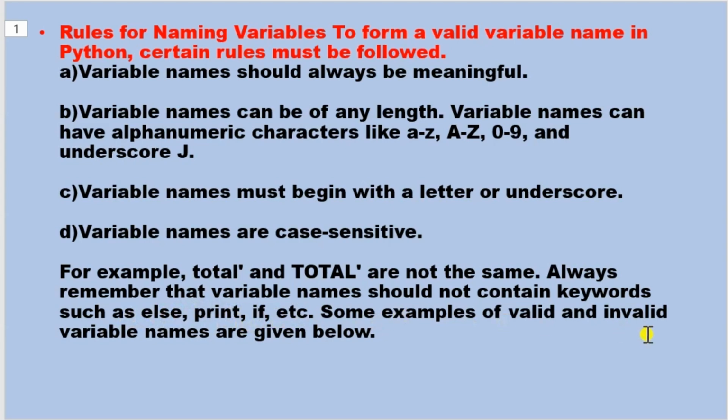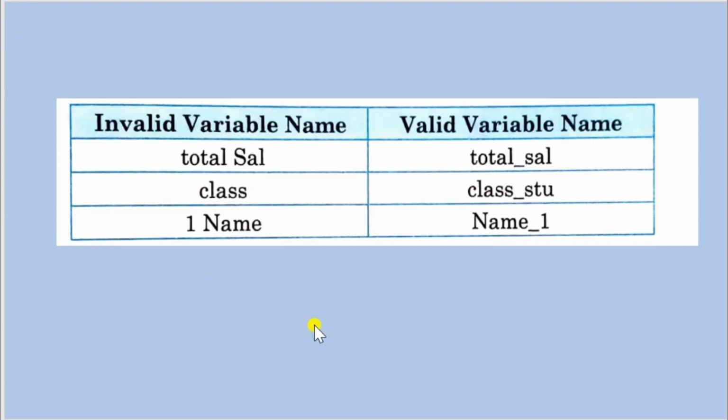Some examples of valid and invalid variable names are given below. So here is the table. With the help of this table, we can understand the invalid and valid variable names. If you want to write a total sell variable name, you cannot give any space between the two words. You have to write total underscore sell.